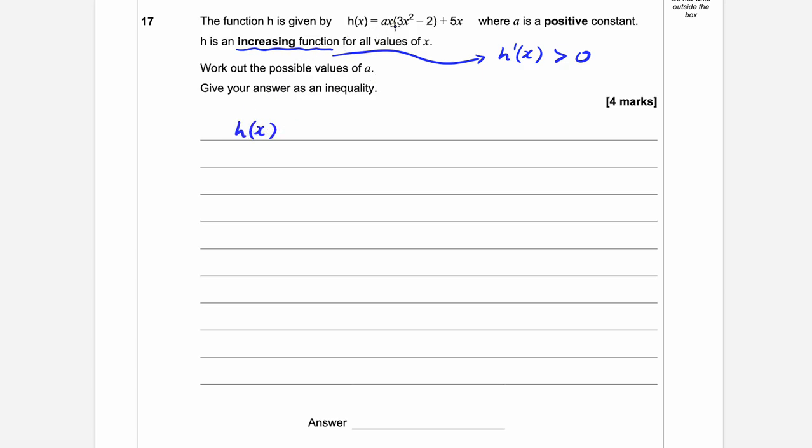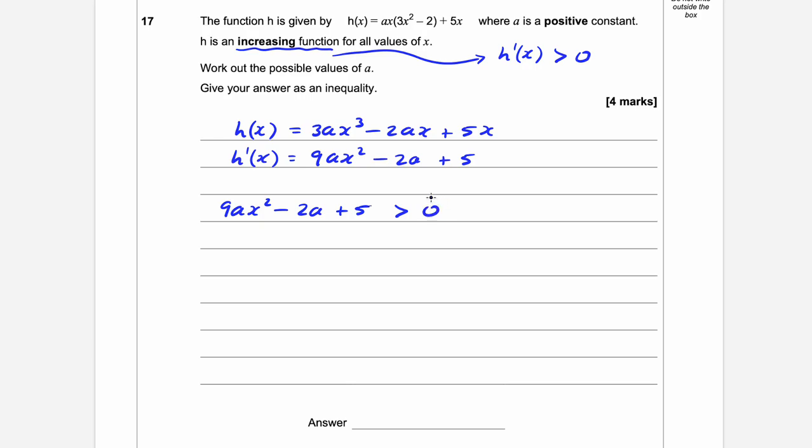First, I'm going to just multiply this out, guys. So this times this gives me 3ax cubed minus 2ax plus 5x. Okay, the derivative, h dash of x, is therefore 3 times 3 is 9ax, subtract 1 from the power, squared, minus 2a, this x disappears, and 5, this x disappears. Okay, so 9ax squared minus 2a plus 5 has to be greater than 0.